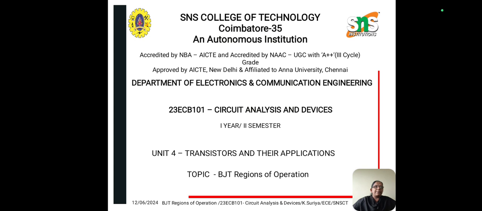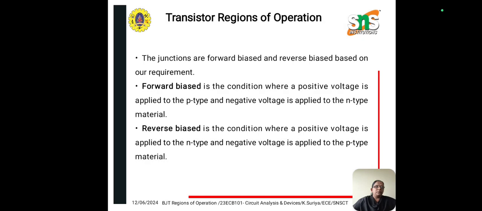So the DC supply is provided for the operation of a transistor. This DC supply is given to the two PN junctions of a transistor, which influences the actions of majority carriers in these emitter and collector junctions. The junctions are forward biased and reverse biased based on our requirement.